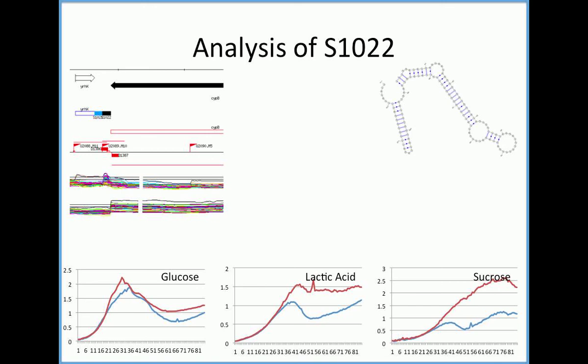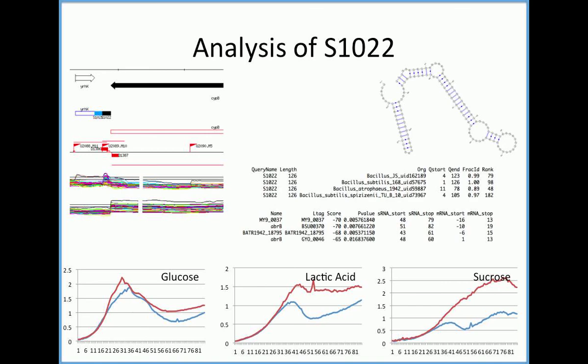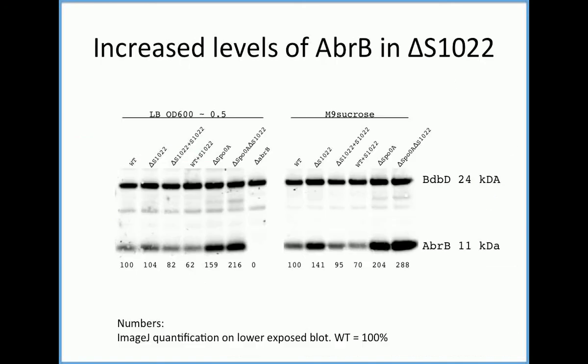When we predicted potential targets for this, we came up with AbrB, and that it binds around the ribosomal binding site and start codon of this gene. And this makes sense in that AbrB controls the transition into stationary phase.